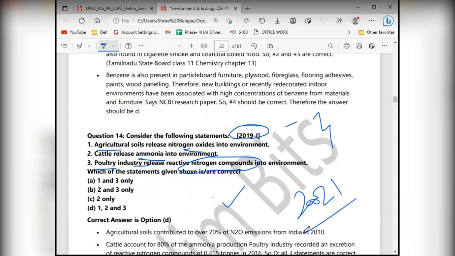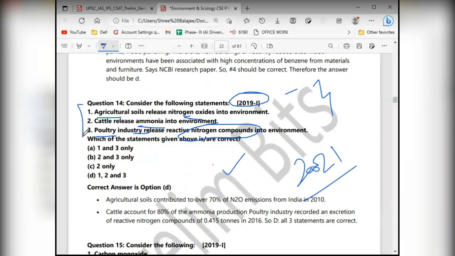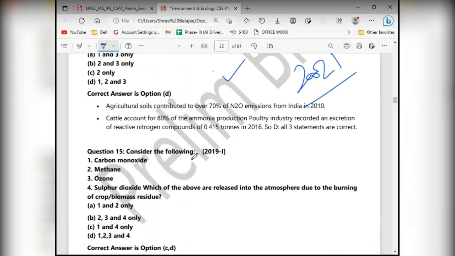So you can see how these cycles keep on appearing in alternate years. Okay, so just remember it. Then, biomass के time कौन सी release होती है?